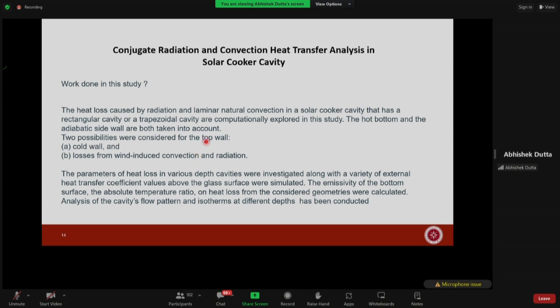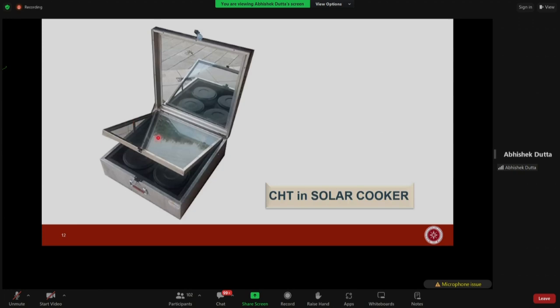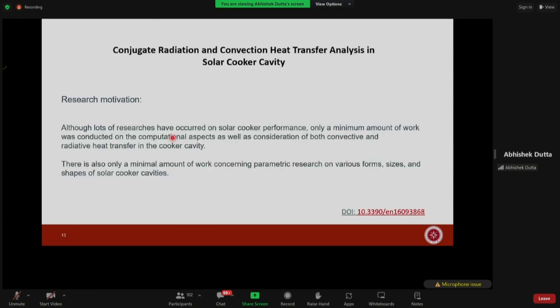Two possibilities were considered for the top wall. They considered a cold wall and losses from wind-induced convection and radiation. So wind-induced convection and radiation is one loss, and the cold wall is another possibility. Okay, two possibilities for the top wall. The top wall is the most critical, as you understand. This is the top wall. This is the most critical one.